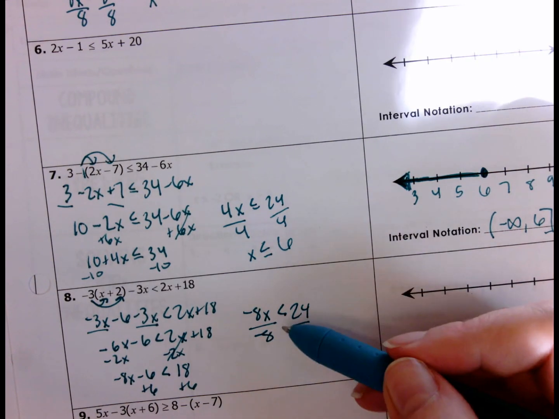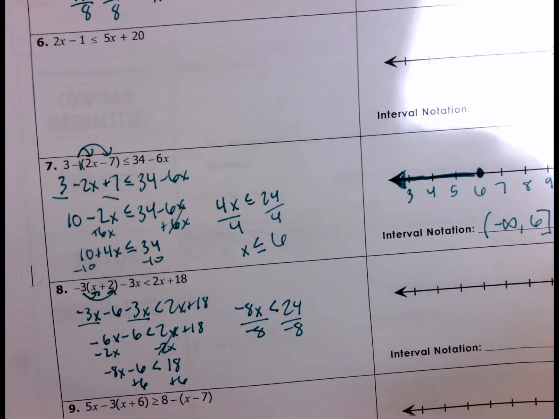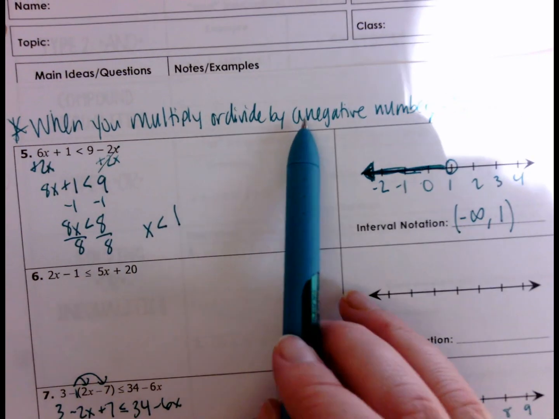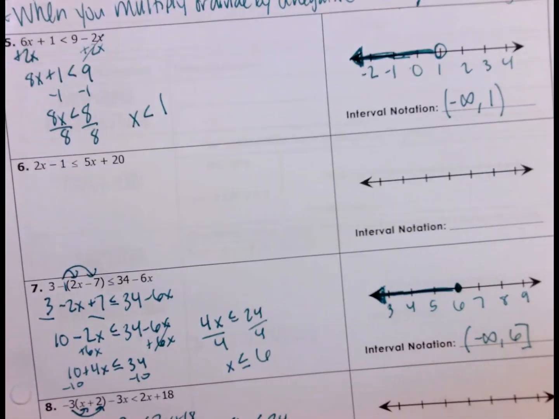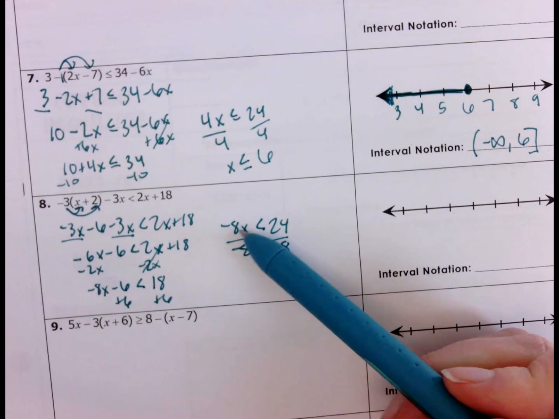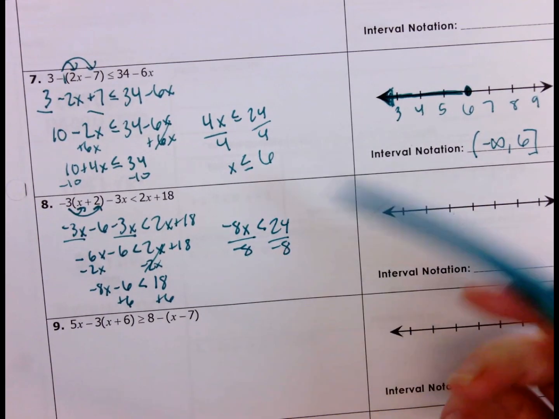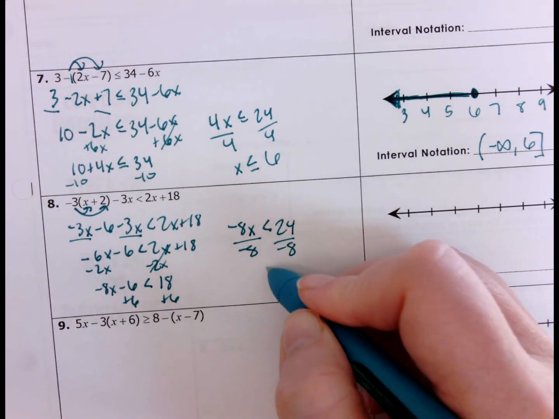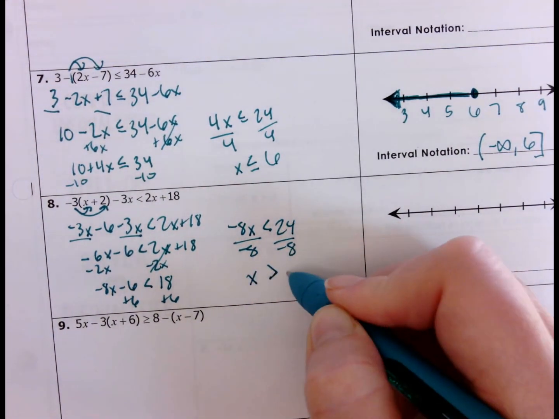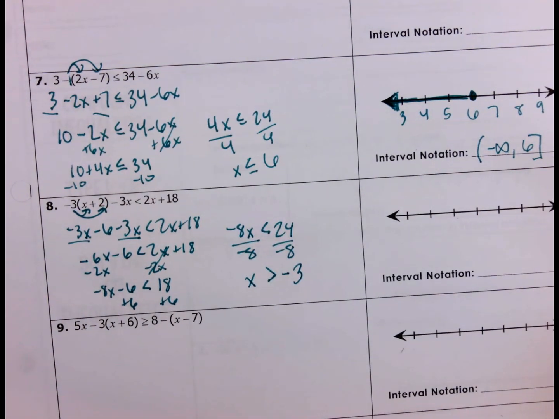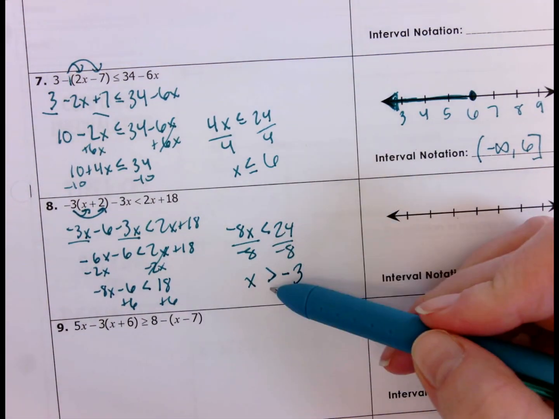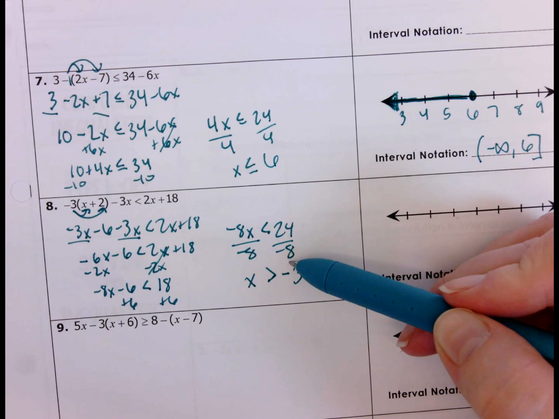Okay, I divide by a negative 8, so that's where I go back up here and I'll see when you multiply or divide by a negative number, I need to flip the sign. So here I divided by the negative 8, so I need to flip the sign. So this less than becomes greater than, and it's going to be a negative 3. Okay, so it goes from less than to greater than because I divided by the negative 8.